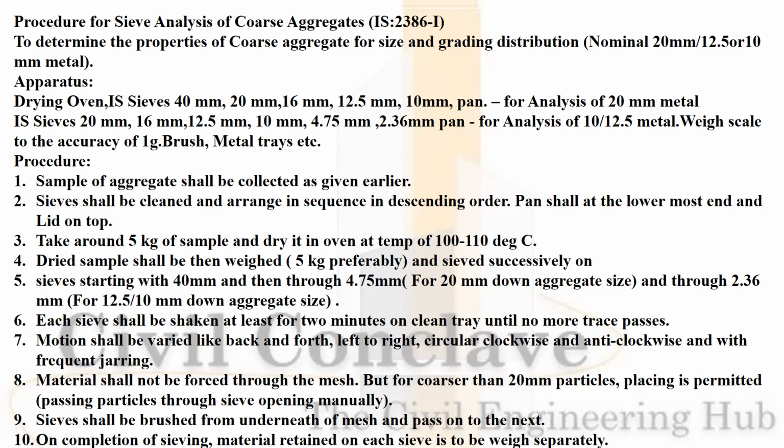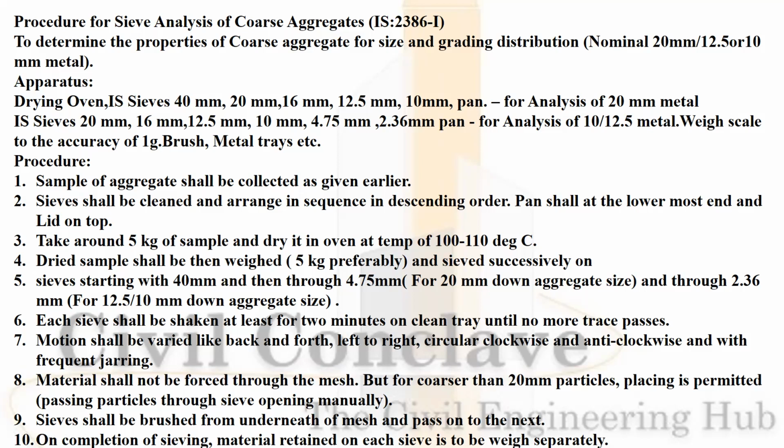Sieving starts with 40 mm and then goes through 4.75 mm. For 20 mm down graded, it has to go from 20 mm to 2.36 mm. For 12 mm down graded, it is 12.5 mm down graded. Each sieve shall be shaken for at least 2 minutes on a clean tray until no more material passes through.